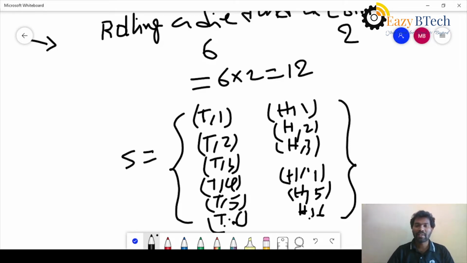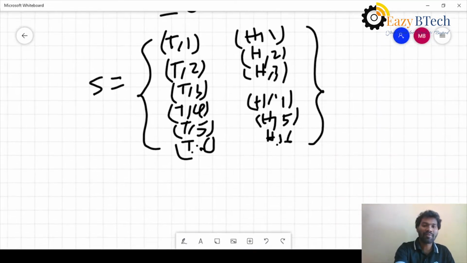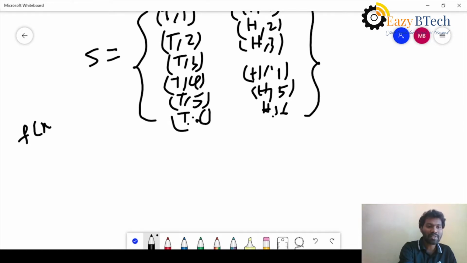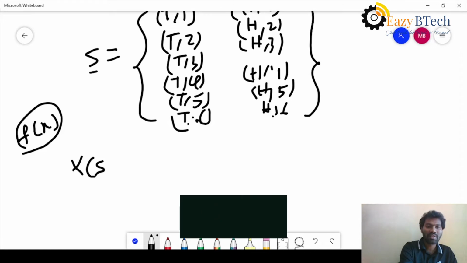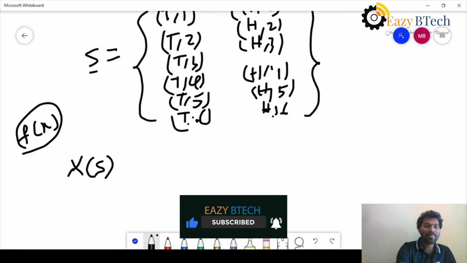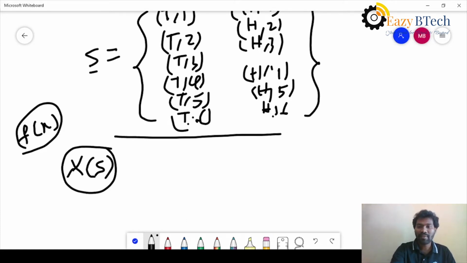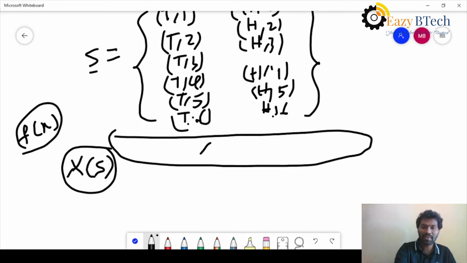To note the random variable, first you should find out the sample space of the given experiment. So from the given experiment, this is the sample space. Now according to the definition, it is a function. If you see in your previous classes, a function is represented like f of x. So here also, our random variable is capital X, and it is represented in terms of your sample space, X of s.